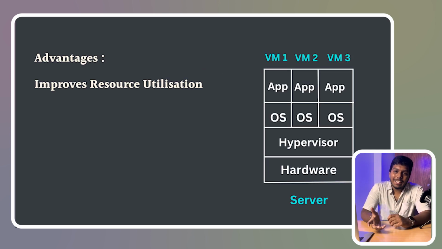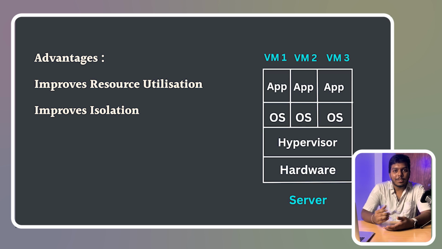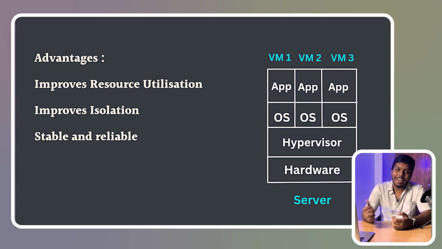This approach significantly improves resource utilization. The server's CPU, memory, and storage are now efficiently allocated among the virtual machines, reducing the wastage and improving the performance. Moreover, VMs provide isolation, which means if one VM crashes, it won't affect the other VMs because each VM is running independently, ensuring stability and reliability.